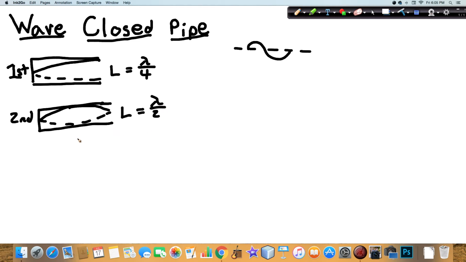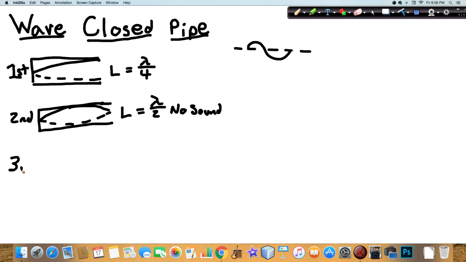Now, something interesting happens on the second harmonic whenever you have a wave going through a closed pipe: this generates no sound. Some people don't even really consider this a harmonic because it doesn't resonate at this point. But this is what the second harmonic would look like in a pipe closed at one end. Because you have this area of low pressure and low pressure, there's no sound resonating out at the second harmonic. So, like I said, some people don't even really consider that a harmonic.